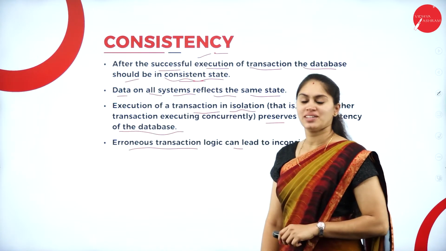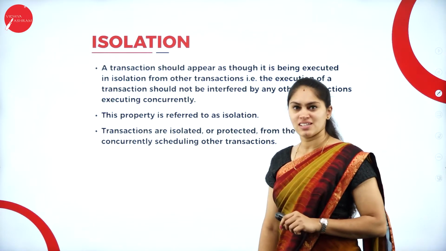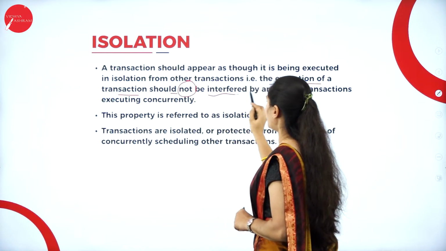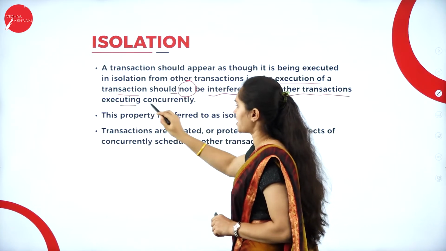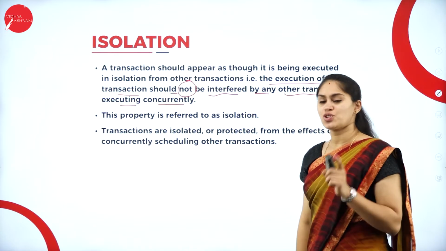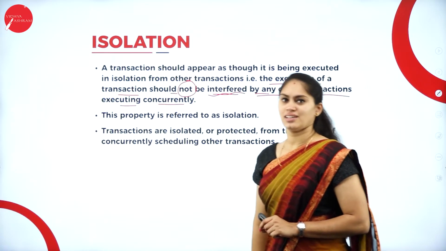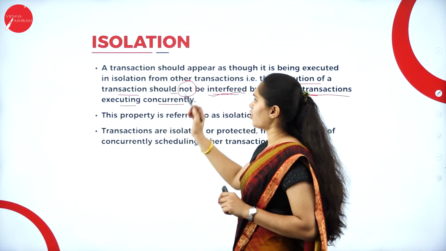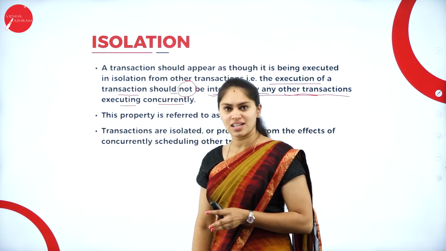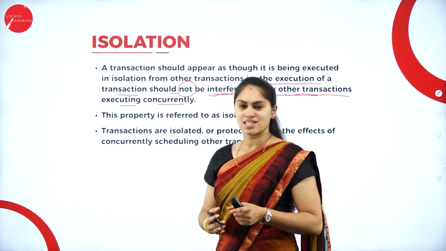Next we'll see about the I, that is isolation. I can say the transaction is following the isolation property when the execution of a transaction is not influenced by any other transaction executing concurrently. As I told earlier, if I am doing any transaction, that should not be interfered with by any other transaction in the DBMS. That is what we call isolation. When there is isolation, there will be consistency. When there is no isolation, there will be inconsistency. If there is inconsistency, errors in a transaction will be more.